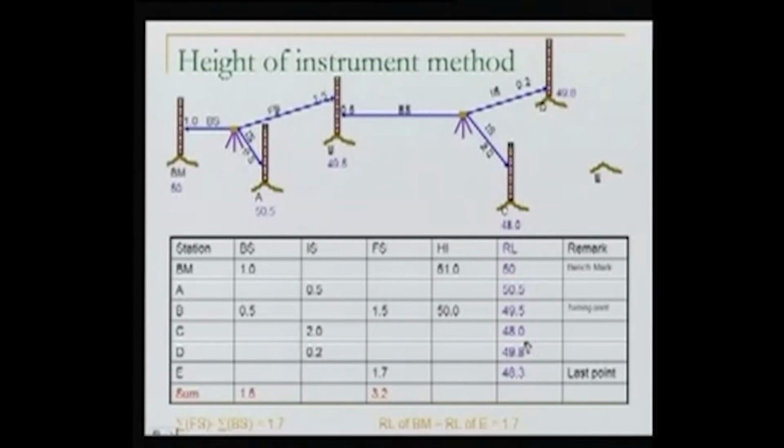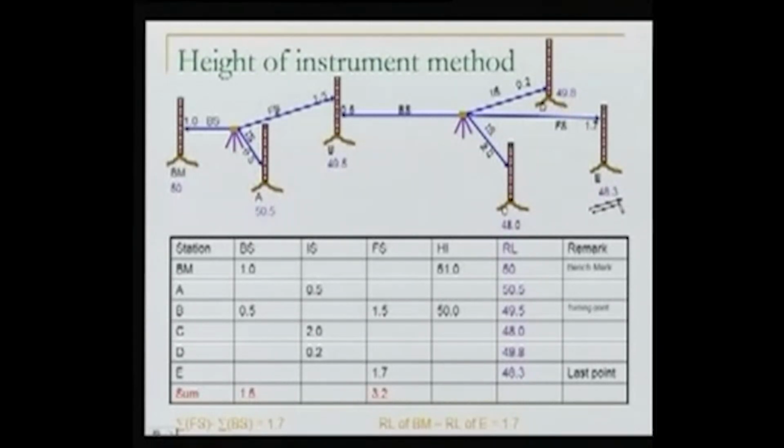So RL of D 49.8 can be computed. And finally, you want to close your survey at E. So you will keep your staff at E, and again you will take a foresight. You will observe the value of the foresight, and using the height of the instrument minus the foresight which was taken there at E, we find the RL of E. So the RL of E is computed.